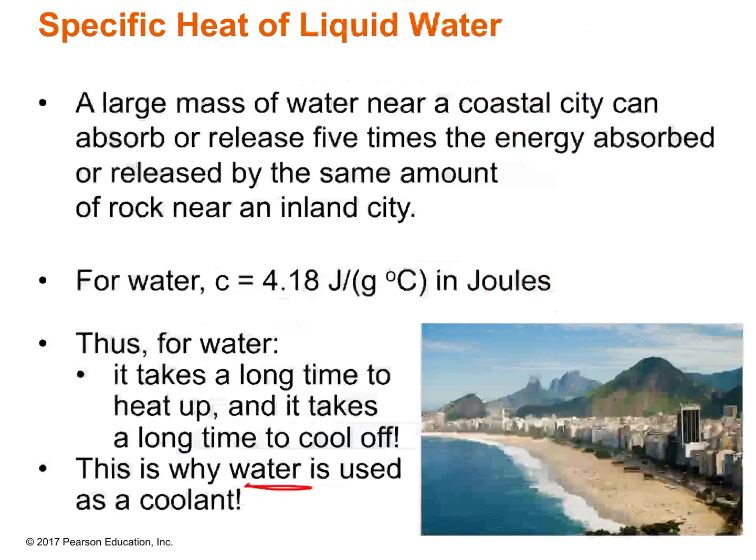A large mass of water near a coastal city can absorb or release 5 times the amount of energy absorbed or released by the same amount of rock near an inland city. And again, this is because water has a really high specific heat. So essentially what the really high specific heat means is that it takes a lot of time to heat up, and it also takes a lot of time to cool off.